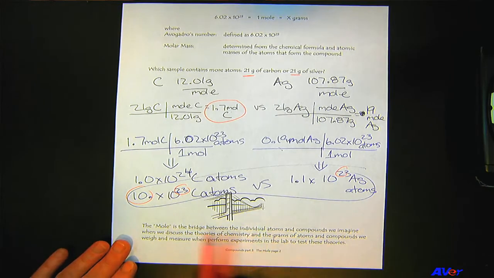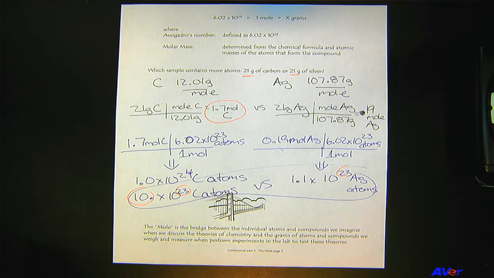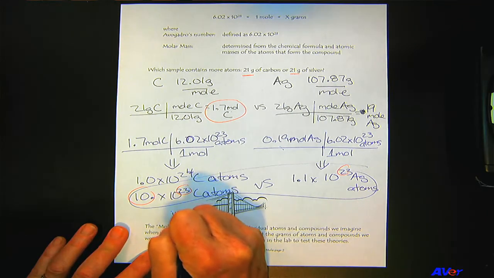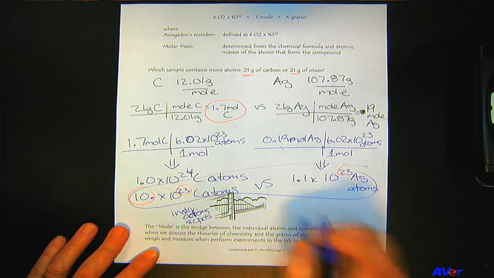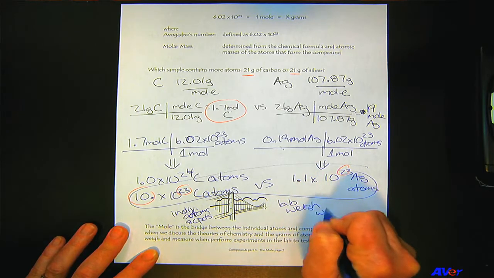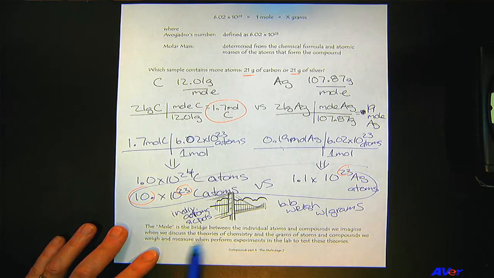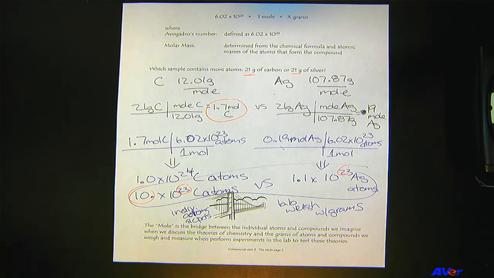So the mole is this very important bridge that gets us from the individual atoms and compounds to the lab where we can weigh with grams. And the cool part is that this bridge happens because it actually takes into account the differences in the atomic structure of the elements forming the compounds of interest. So that is what makes the mole such an important and powerful concept.